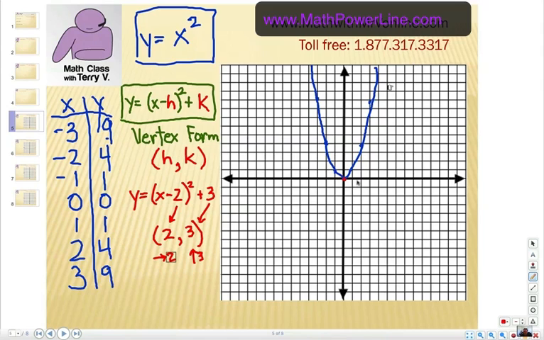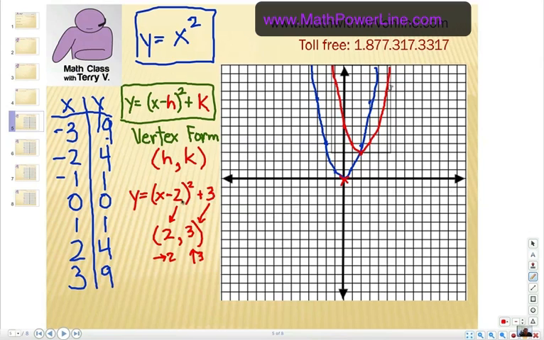So let's go ahead and locate that vertex. Positive 2, up 3, and then over 1, up 1, over 2, up 4, and over 3, up 9. All right, so we have now not the vertex there, this is the vertex. So once we place the vertex, we can plot some points and figure out what the new parabola is going to look like. And it will roughly look like this. Okay?